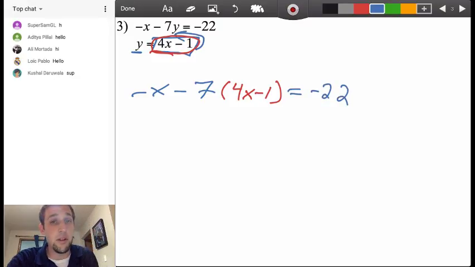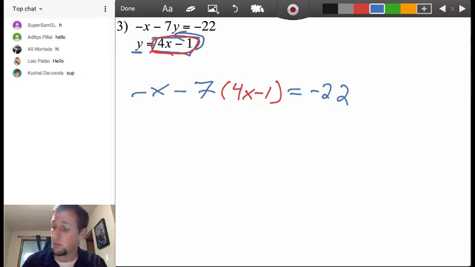Okay, so all I'm really doing is taking the y physically out of the equation in that top one, and I'm putting in 4x minus 1 because that's what I just found out it's equal to for this particular problem. Okay, after this point, guys, it's really just a straight linear equation.